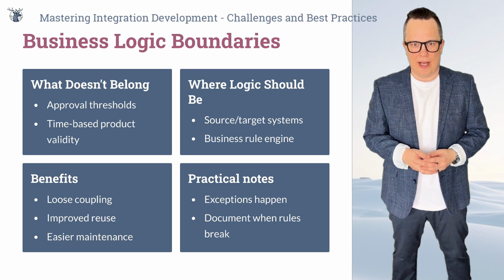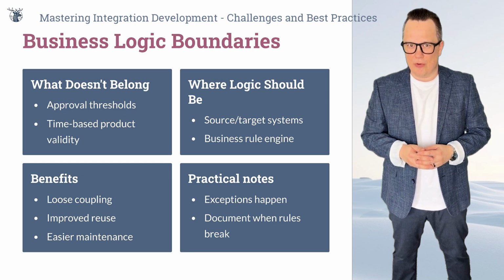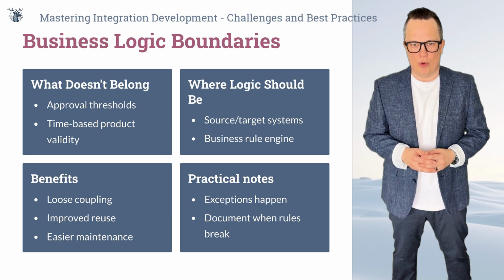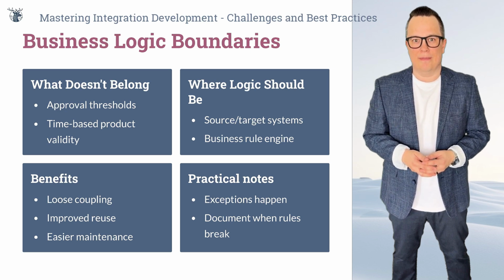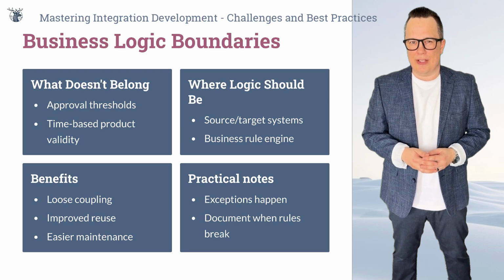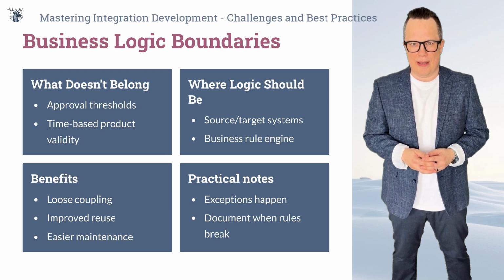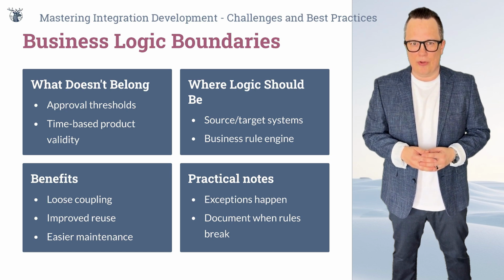But what about rules like an order over €1,000 needs supervisor approval, or product availability must be revalidated after 15 minutes? These kinds of rules are business logic. They are specific to one domain, customer, or process, and they don't belong in the integration layer. Why not? Because integration needs to be loosely coupled and reusable.